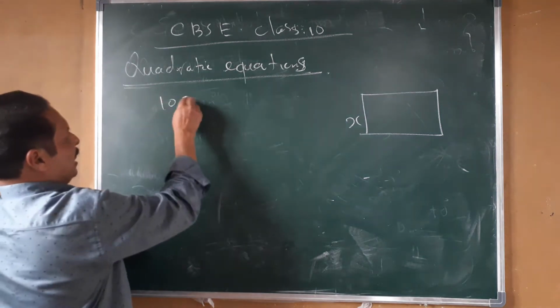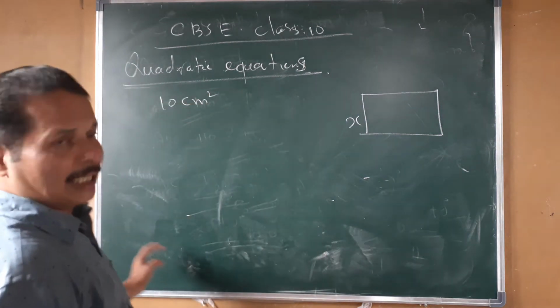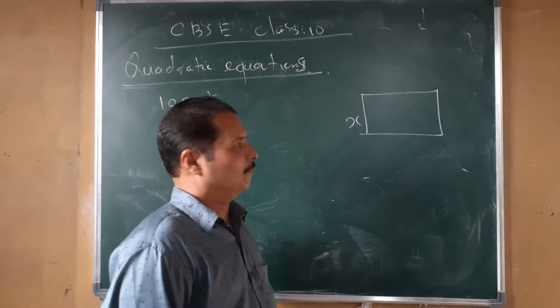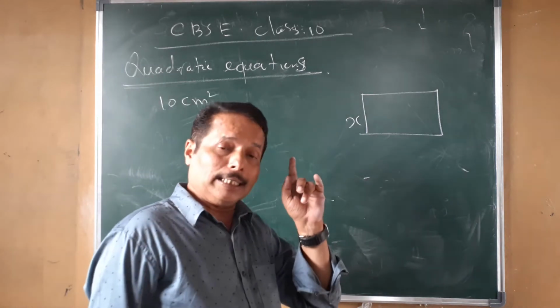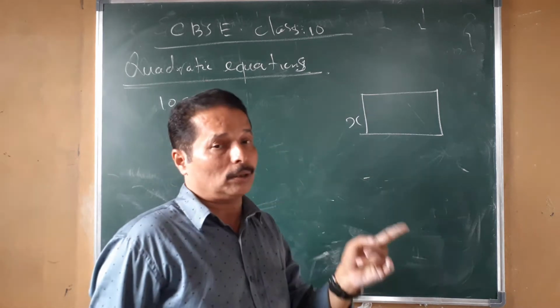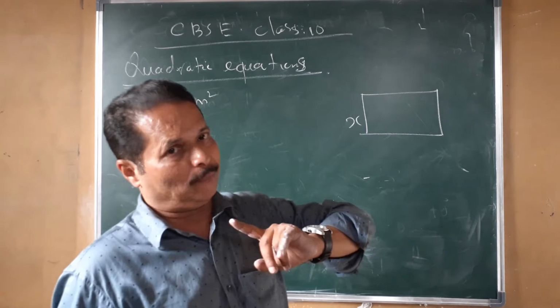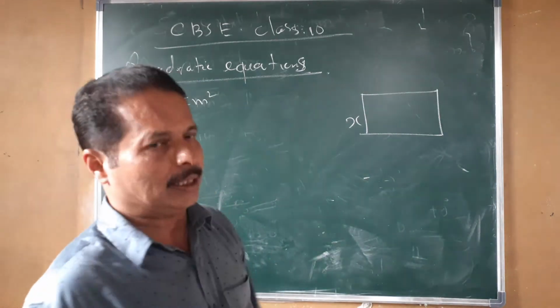Area of the rectangle is 10 centimeter square, 10 square centimeter. Is it completed? The length of a rectangle is 1 centimeter more than twice the breadth. The area of the rectangle is 10 centimeter square. Find the length and breadth. That's the question.